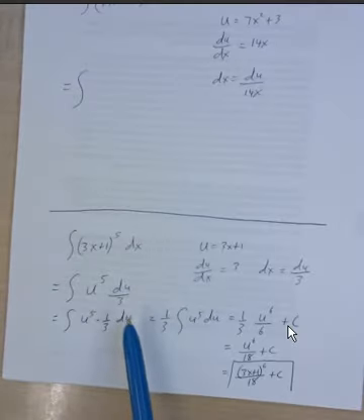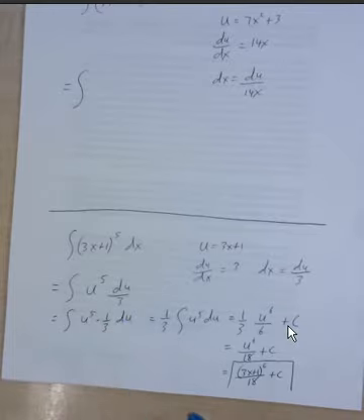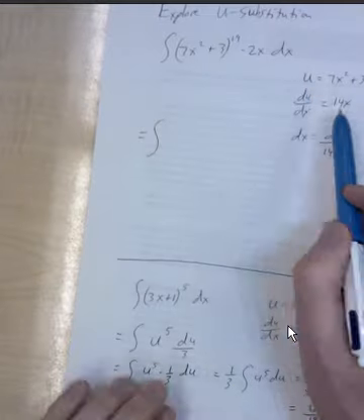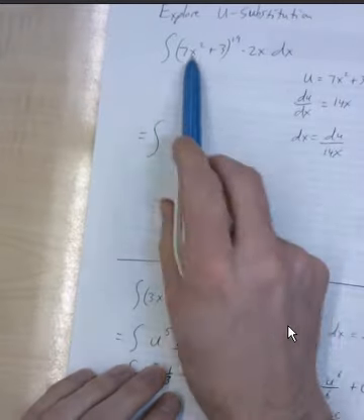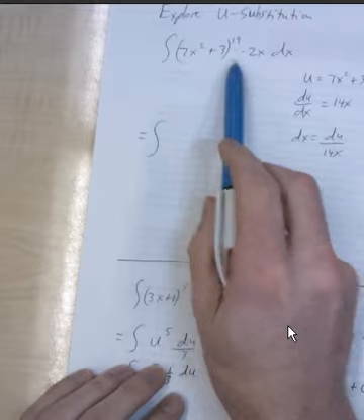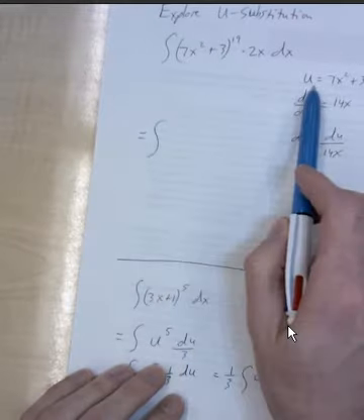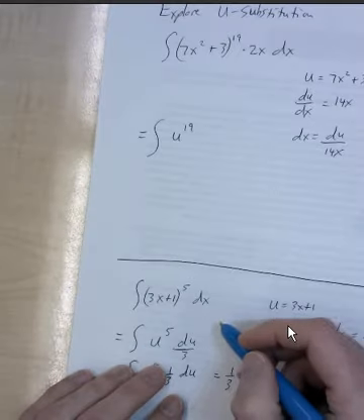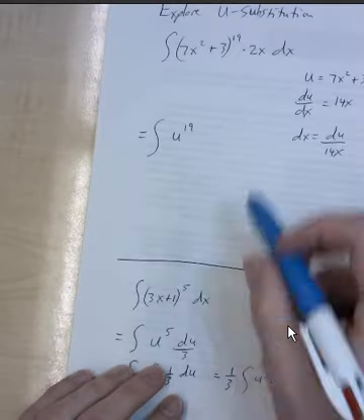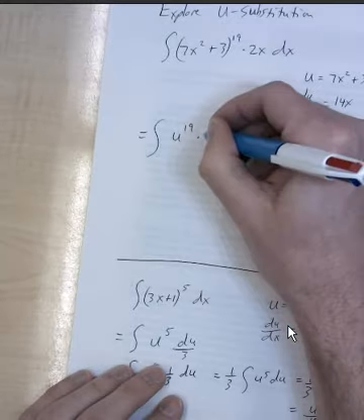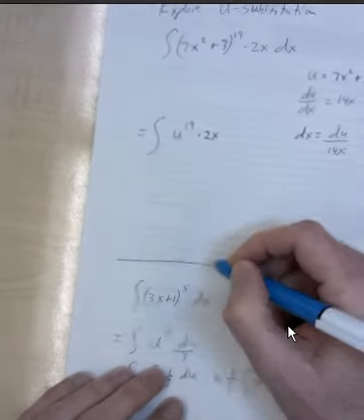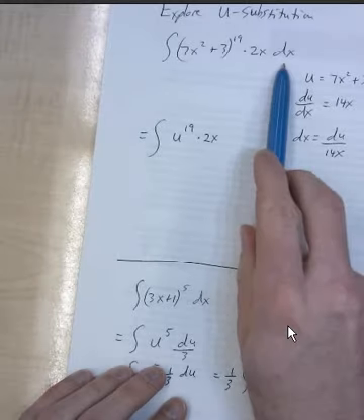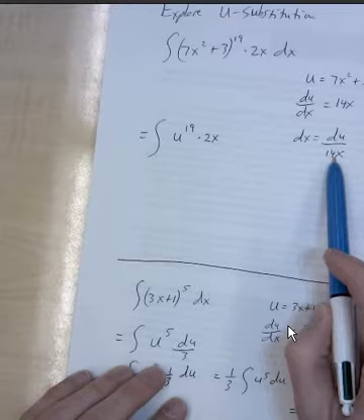We'll move along quickly through this problem. In place of 7x squared plus 3, we're going to put in u. So we have u to the 19th times 2x. We're going to leave the 2x there, and you're going to see what happens to it in just a minute. It's not good. Okay, and du is 14x dx, so dx is du over 14x.